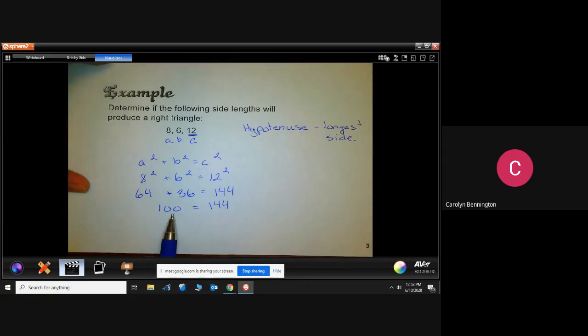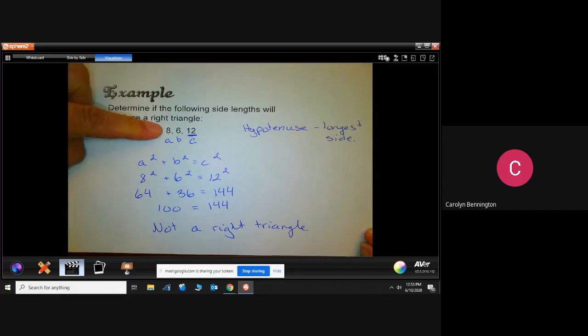So now notice that our two values do not equal each other. So when they do not equal each other, this does not create a right triangle. So Pythagorean theorem does not work. And in order to use Pythagorean theorem, we have to have a right triangle. So we don't have a right triangle represented by our three values of 8, 6, and 12.